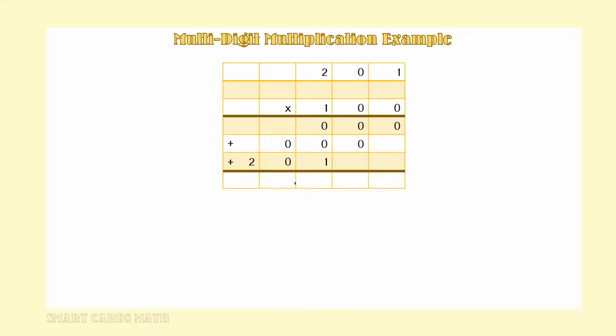Now let's add all three cross products together. 0 plus 0 plus 0 is 0, 0 plus 0 plus 0 is 0, 0 plus 0 plus 1 is 1, 0 plus 0 is 0. Bring down the 2 for a final answer of 20,100.